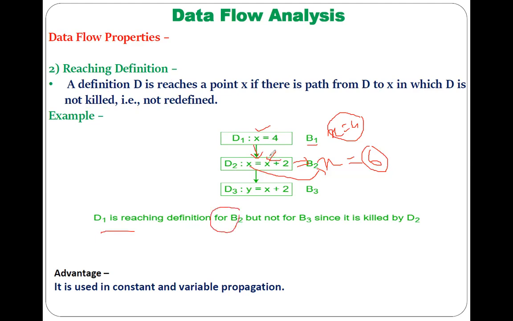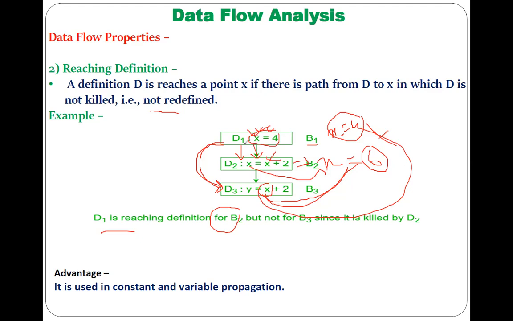X equal to 4 is not getting killed, or redefined, until it reaches D2. But X equal to 4 is getting killed or redefined before it reaches D3, because this X value is 6, not 4. So the value of X from D1 to D3 is getting killed. It is killed when X equal to 4 does not remain 4; X equal to 4 becomes X equal to 6. In that case you can say this X value is getting redefined.